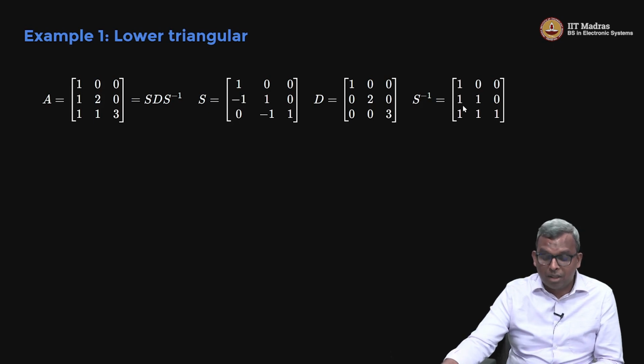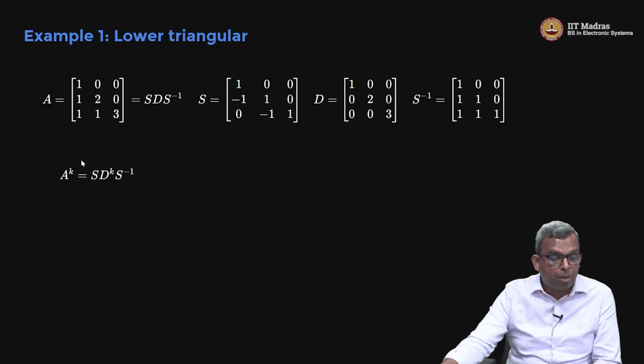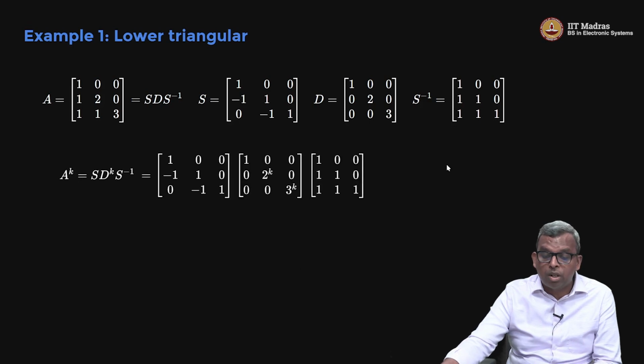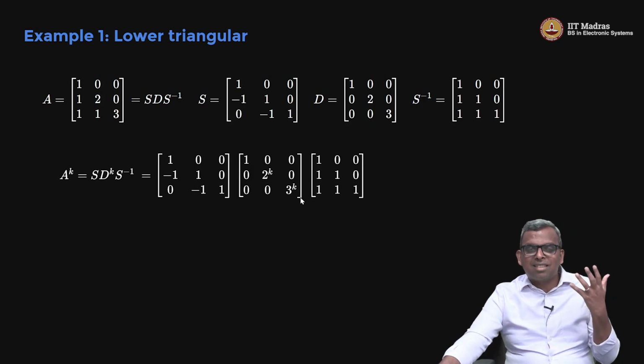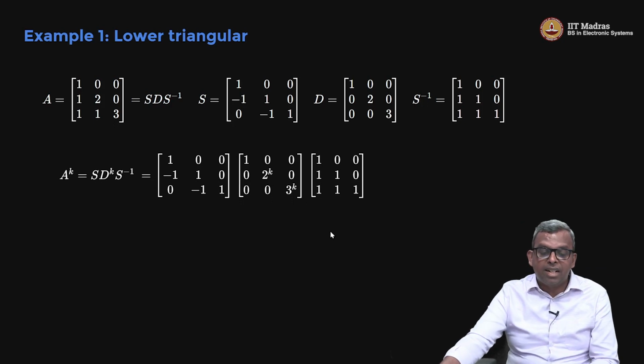Once you have S and S inverse, it's very easy to find A power k. So notice what I do here. A power k is nothing but S times D power k times S inverse. Now D power k is trivial, right? S and S inverse I already know. D power k is very easy. It's 1 power k, 2 power k, 3 power k. That's it. There's no other summation to evaluate, nothing. For diagonalizable matrices, it's really trivial to find powers.